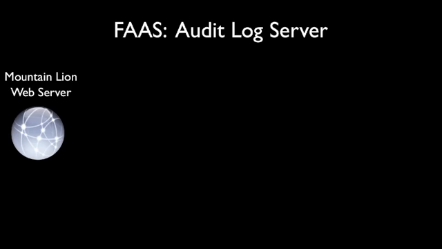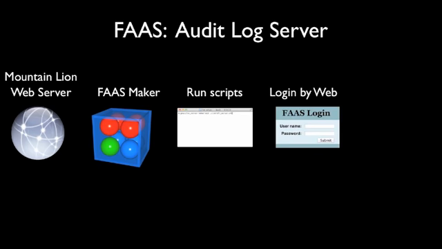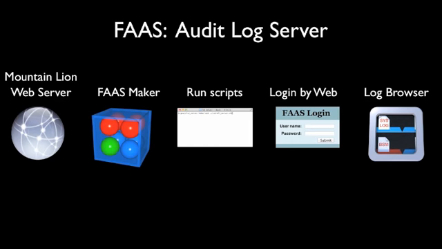So that's about it. The FAAS Audit Log Server starts life as a web server. You run FAAS Maker to create the files to turn your web server into an audit log server. You run the scripts on all your machines. And then you log into the audit log server to view and access the log files. You can also use additional tools like Log Browser to access and download the log files.